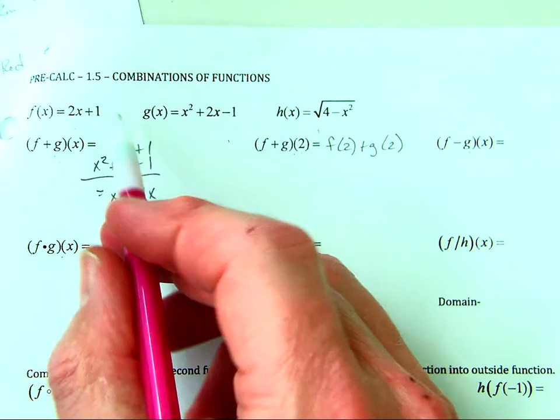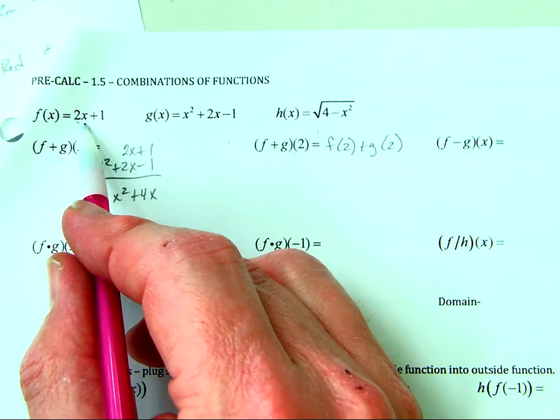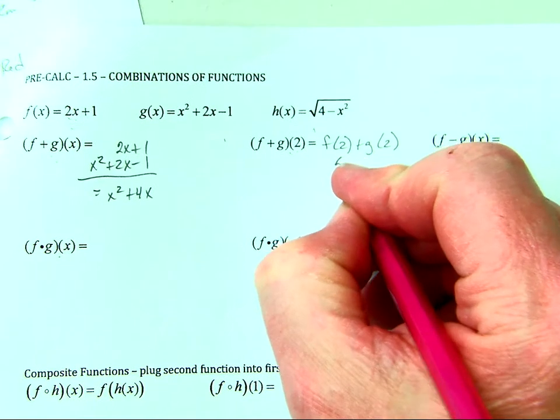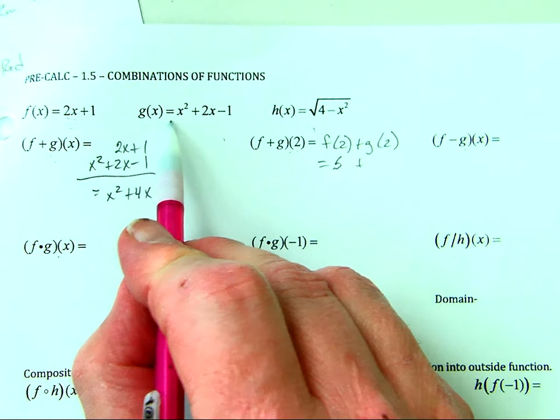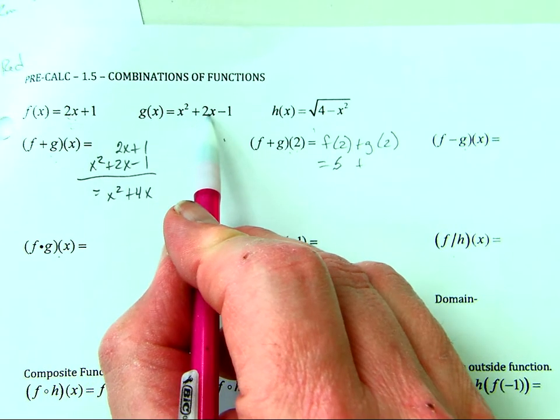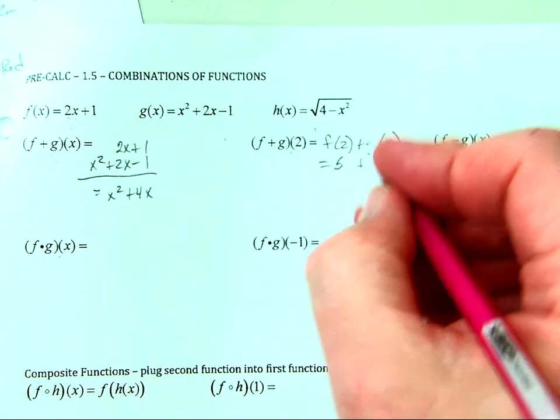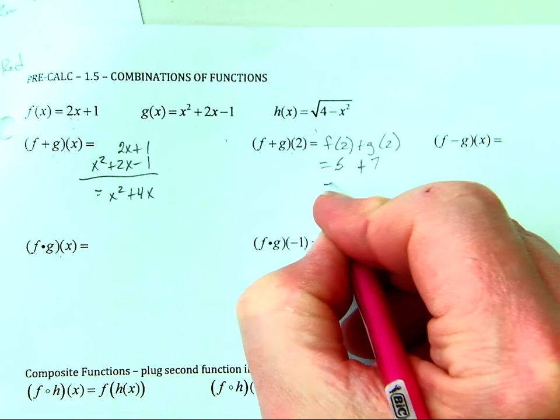Well, if we plug 2 into f, 2 times 2 is 4 plus 1 is 5. If we plug 2 into g, 2 squared is 4, plus 2 times 2 is another 4, makes 8, minus 1 is 7. So 5 plus 7 is 12.